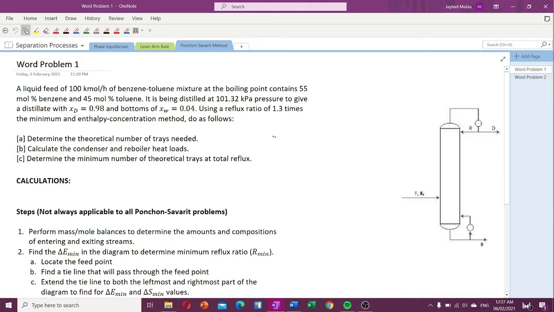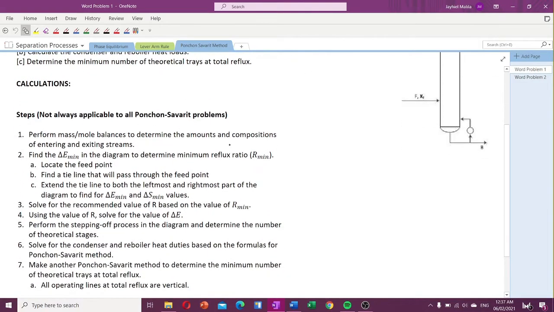Okay, so I have created here some rough steps to help guide us in our calculations, but I don't recommend that you always cling to these steps to solve any Ponchon-Savarit related problems. I just created this guide for us to be more organized and neat in how we deliver our solutions to word problems related to Ponchon-Savarit. So it's not really applicable all the time.